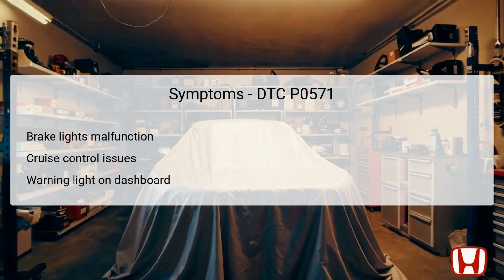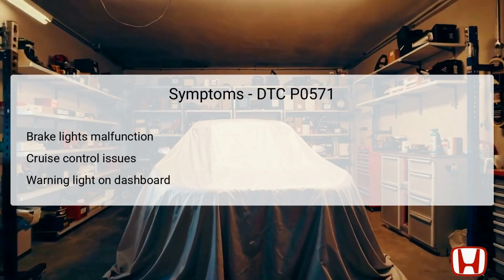When facing the DTC P0571, several symptoms may manifest, marking the user's experience with the vehicle. First and foremost, one can often observe brake light malfunctions. This may involve the brake lights staying on continuously even when the pedal is not engaged, or failing to illuminate when the brake is pressed.